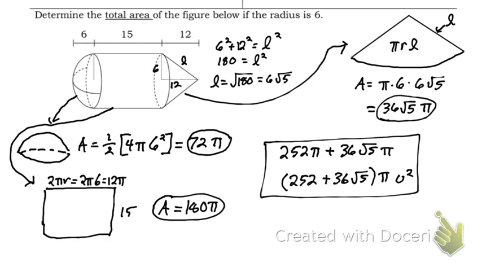Yes? Do you have to factor out pi or no? It's a good habit to get into. You're going to do a lot more in Algebra 2. It's not going to be a requirement in this class. So I'd be okay with that 252 pi plus 36 square root of 5 pi, but it's good to get in that habit of it. The earlier you start doing that kind of stuff, the easier it becomes when you have to do it.